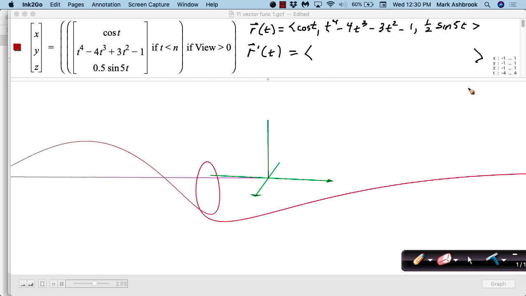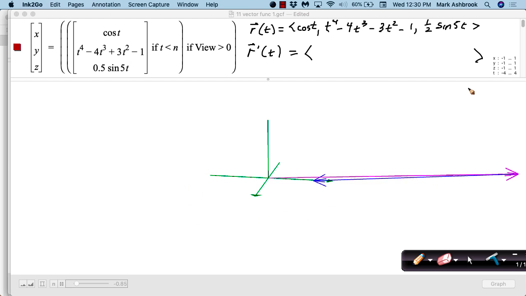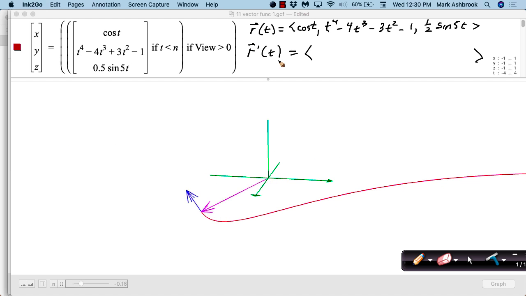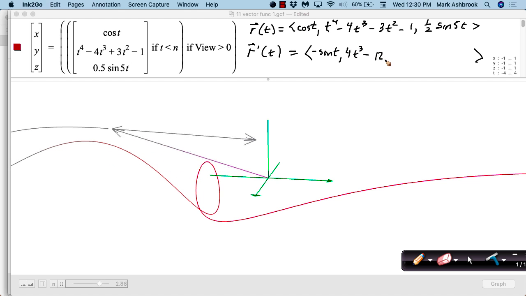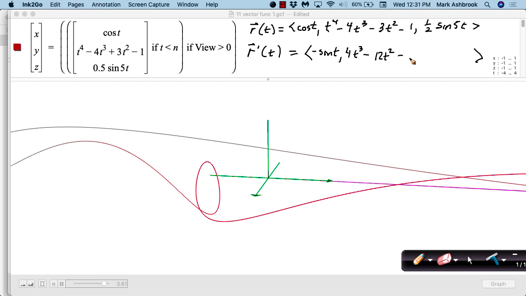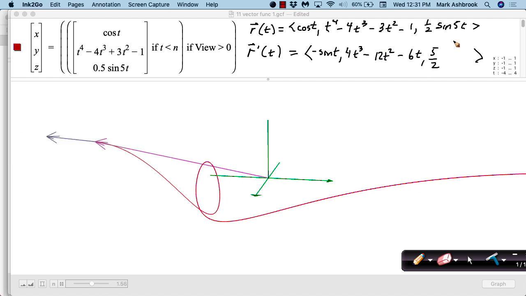Right. So we're going to take the rate of change of x with respect to t, the rate of change of y with respect to t, and the rate of change of z with respect to t. So what is it? Negative sine t. 4t cubed minus 12t squared minus 6t. And then this will be, what, 5/2 cosine 5t, by the chain rule, right?